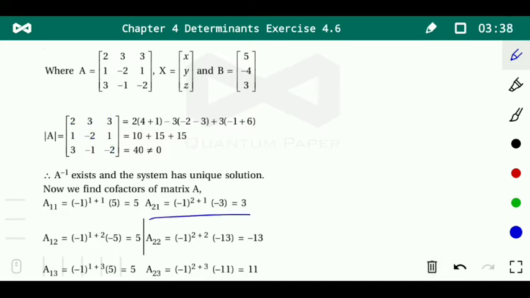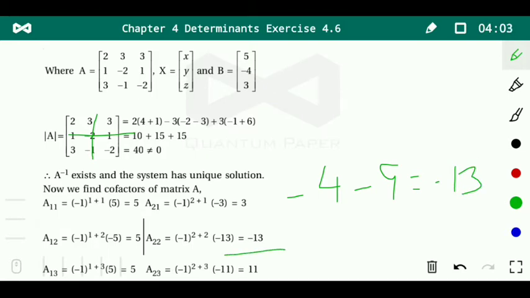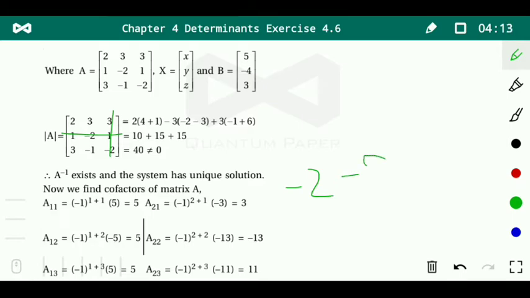Next capital A21. So we have to remove second row, first column. So 3 twos are minus 6 plus 3 will be minus 3 into minus 1 will be plus 3. Next A22. So we have to remove second row, second column. So 2 twos, minus 4 minus 9 will be minus 13, and minus 1 raised to 4 will be plus 1, so it will be minus 13. Next A23. So we have to remove second row and third column. So 2 ones are minus 2 and minus 3 threes are 9, so it will be minus 11 into minus 1 because minus 1 raised to 5 will be minus 1, so it will be plus 11.